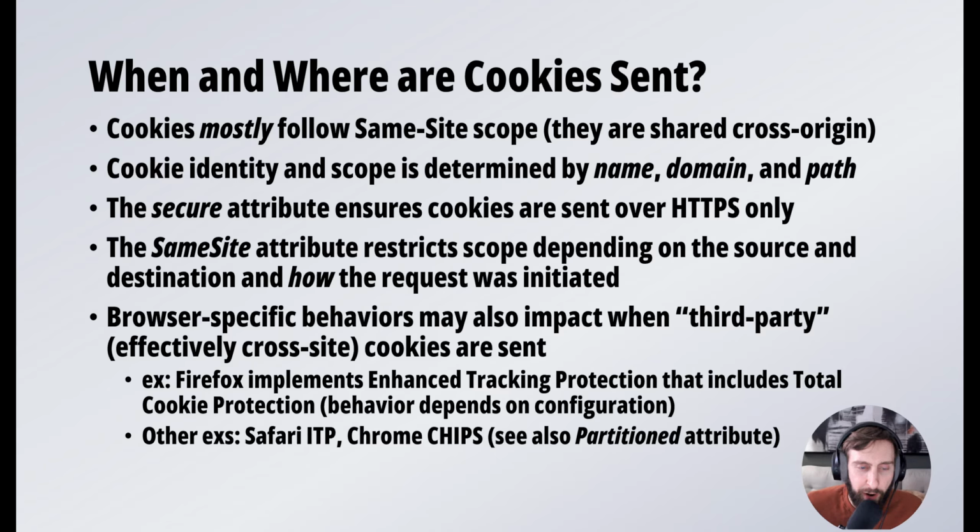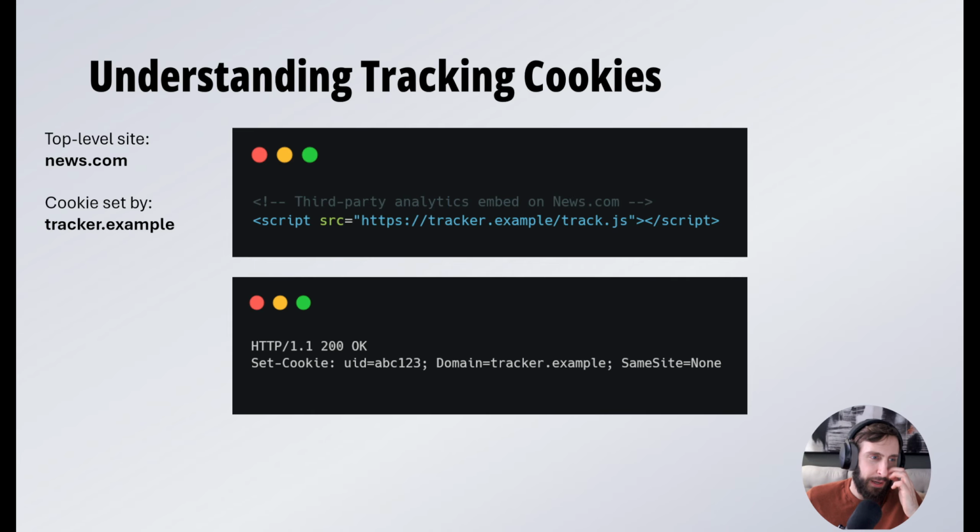Firefox, for example, implements Enhanced Tracking Protection that includes Total Cookie Protection. Some of these features are also configurable if you go into your browser settings and toggle the button between the different levels of strictness in terms of security and privacy. Safari has ITP, and Chrome has CHIPS, but that has now come to other browsers as well. We're going to talk about that in a moment, including the Partitioned attribute.